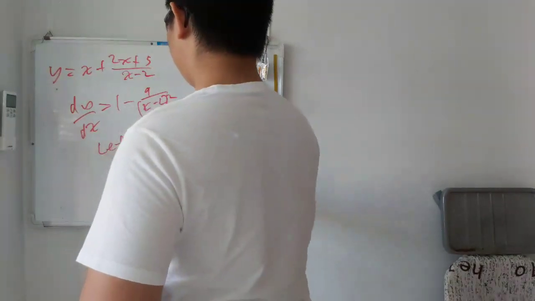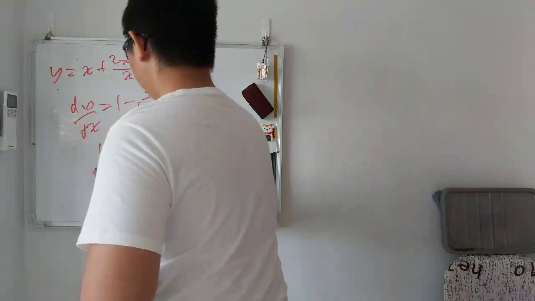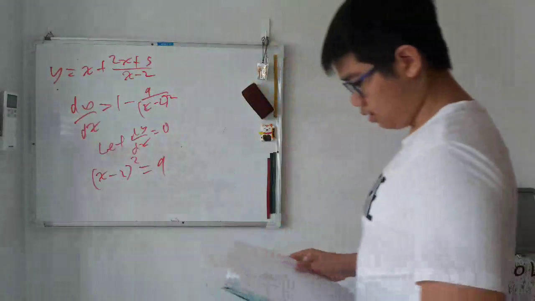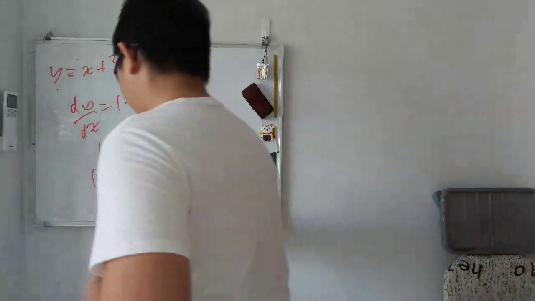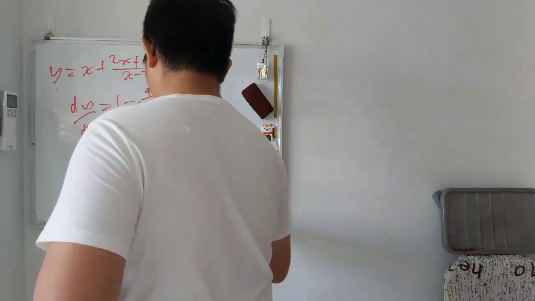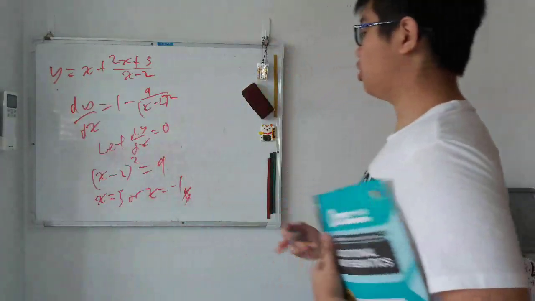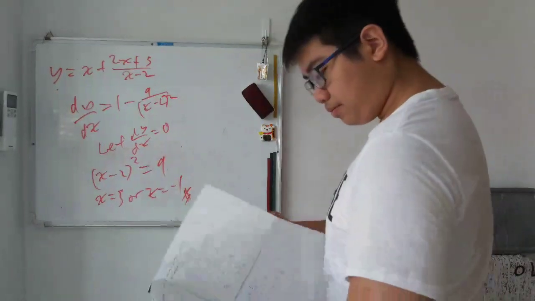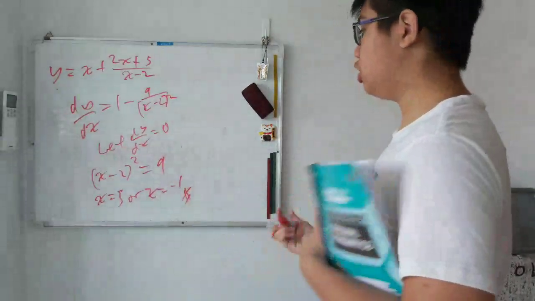So we can say that (x − 2)² is equal to 9, correct? And you can actually solve this in your head. x is equal to 5 or x equals negative 1. So these are the x coordinates of the stationary points. We don't need to find the actual points. Now we can find the nature of each stationary point.